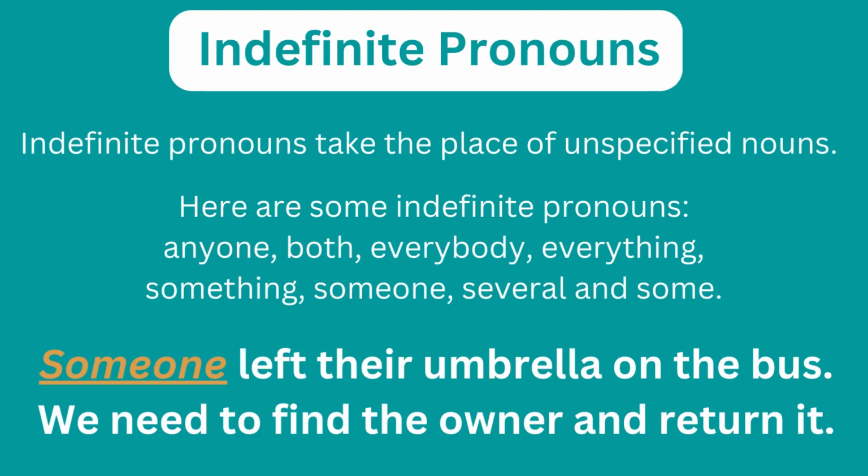Here is an example of a sentence with an indefinite pronoun. Someone left their umbrella on the bus. We need to find the owner and return it. The indefinite pronoun here takes the place of an unknown person who left their umbrella on the bus. We don't know who it is. That's what indefinite pronouns do. They refer to an unspecified person or thing.